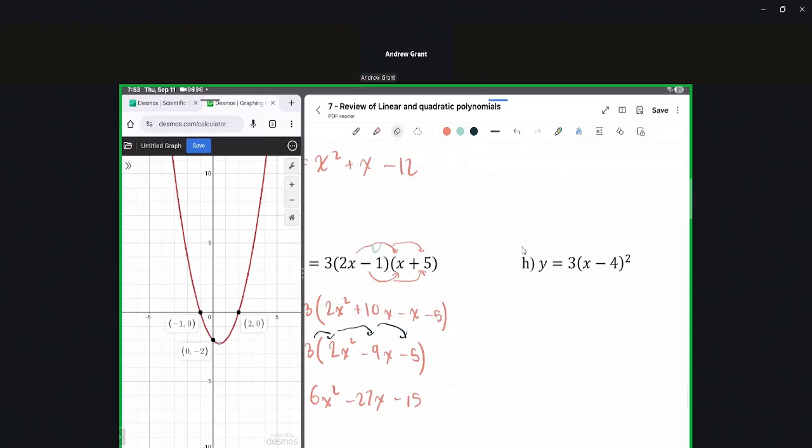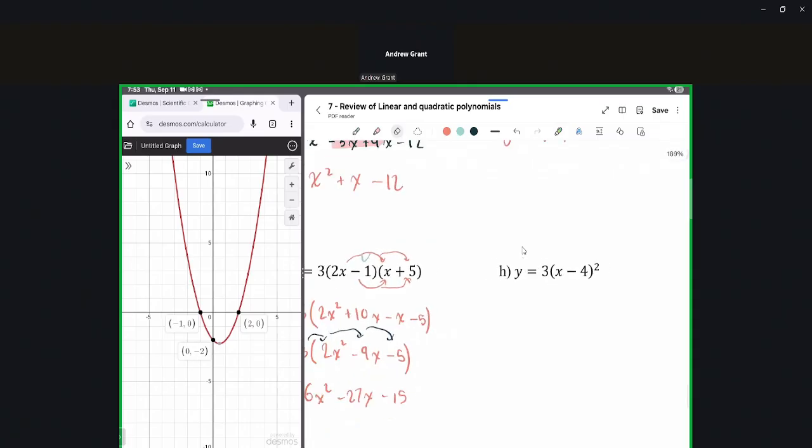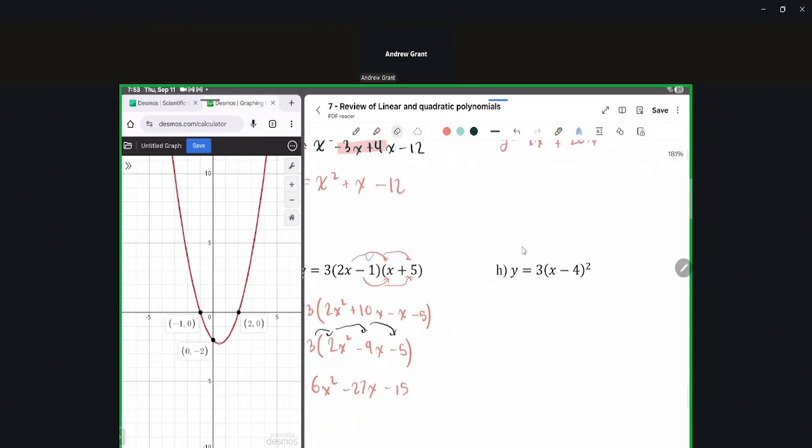All right, last but not least, we have here y is equal to 3 times x minus 4 squared. Remember that little 2 means that there are 2 of those. So it'll be x minus 4 times x minus 4. And so we multiply this out. x times x is going to be x squared. x times negative 4 is negative 4x. Negative 4 times x is negative 4x. And negative 4 times negative 4 is 16.